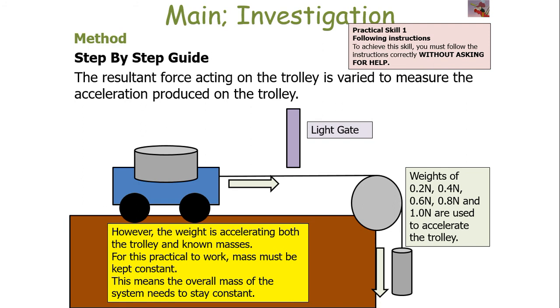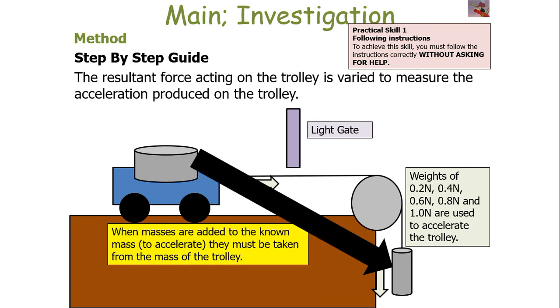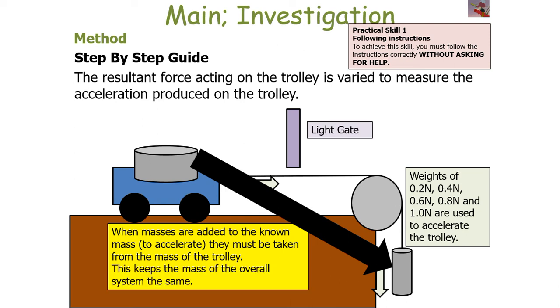Now, this means the overall mass of the system needs to stay constant. So when masses are added to the known mass to accelerate, they must be taken from the mass of the trolley to keep the overall mass of the system the same. So for example, if you wanted to add 20 grams to your value of known masses, which are being used to accelerate the trolley, those 20 grams have to come from the trolley itself, because that then allows the mass of the total system to remain constant and makes mass a control variable, which is what it should be if you want to get valid data in this experiment. So, as I said before, this keeps the mass of the overall system the same.